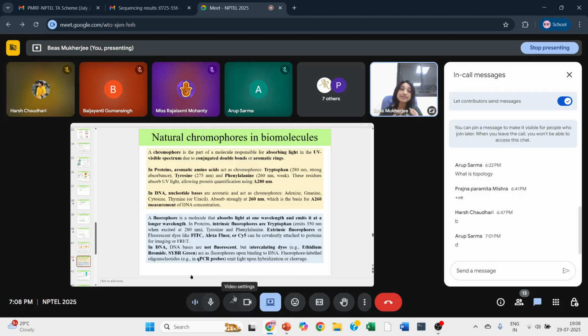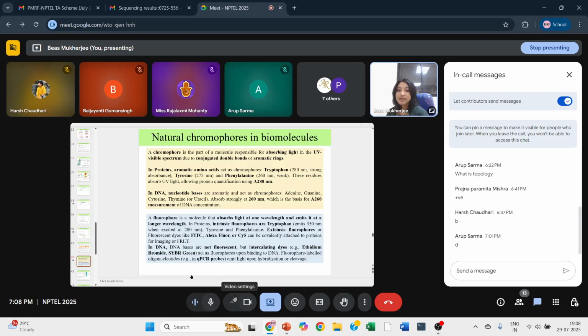Now there can be extrinsic fluorophores also. For example, any dye, like Cy5, Cy3. These are all dyes. FITC, Alexa Fluor. You might have read about these in your cell biology studies, where they use these different dyes to visualize proteins and the movement of proteins in the cell. So these can be covalently attached to proteins for imaging or FRET.